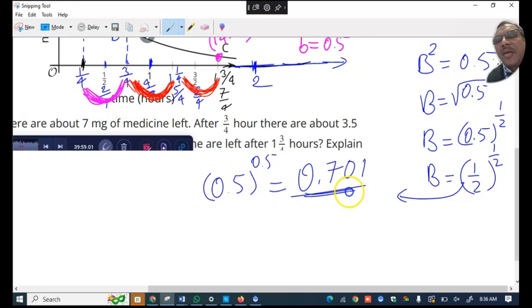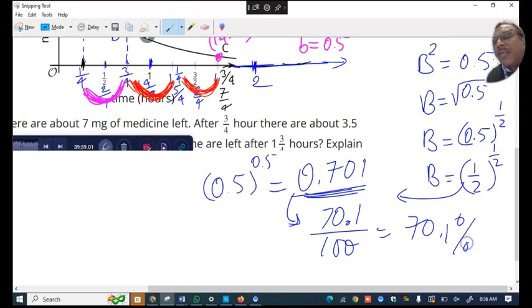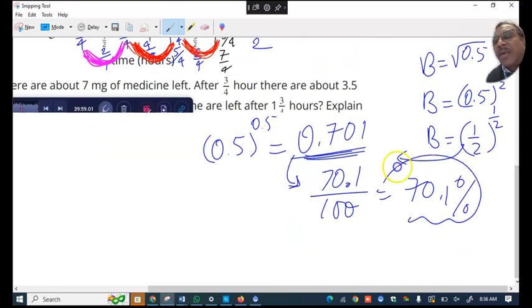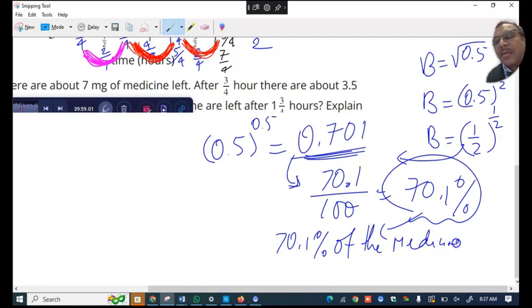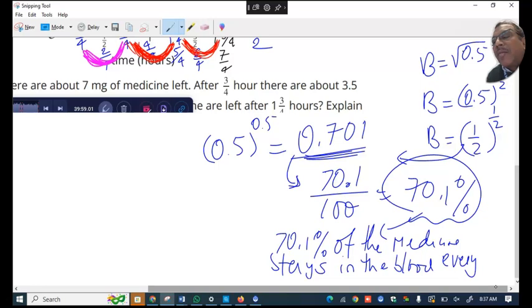So what this basically means is, if I change it to a percentage, which is 70.1 divided by 100, 70% of the medicine stays every 15 minutes. What does this mean? It means 70.1% of the medicine stays, or is retained, in the body, in the blood, every 15 minutes, or a quarter of an hour, which is actually 15 minutes. That's it.